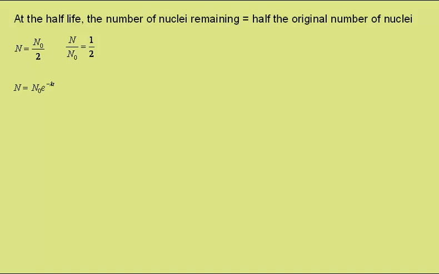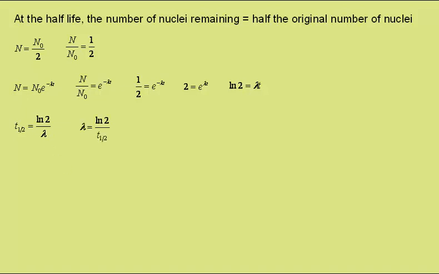We know that n is equal to n naught e to the minus lambda t, and we can rearrange this to give n over n naught is equal to e to the minus lambda t. Substituting in now for a half here, we get that a half is equal to e to the minus lambda t. If we now invert both sides, the inversion of a half is just 2. Inverting this side, we lose the minus sign on the power, to give 2 is equal to e to the lambda t. Taking natural logs of both sides, we get the natural log of 2 is equal to lambda t. And so we can rearrange to get the half-life, t subscript half, is equal to the natural log of 2 over the decay constant lambda.